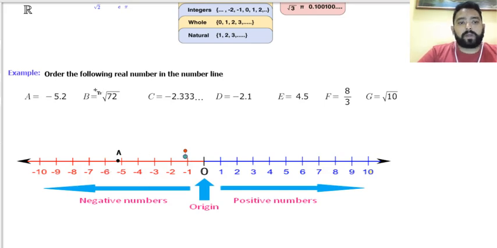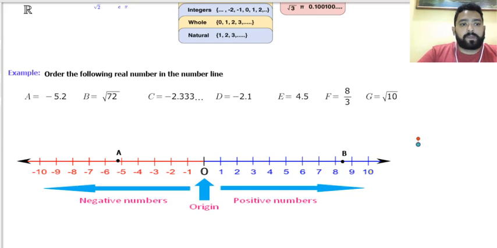Now, we're going to continue with the square root of 72. You can use a calculator to find the square root of 72, or you can calculate without a calculator. In this case, the square root of 72 is approximately 8.48. So 8.48 is in this position, before 8.5, and then we are going to plot the letter B.